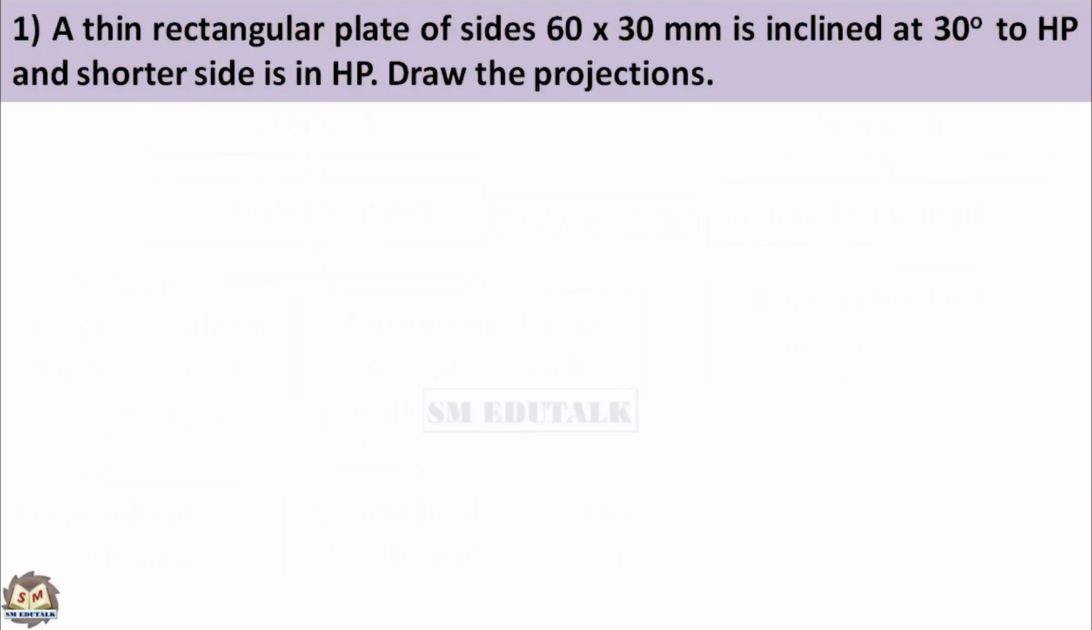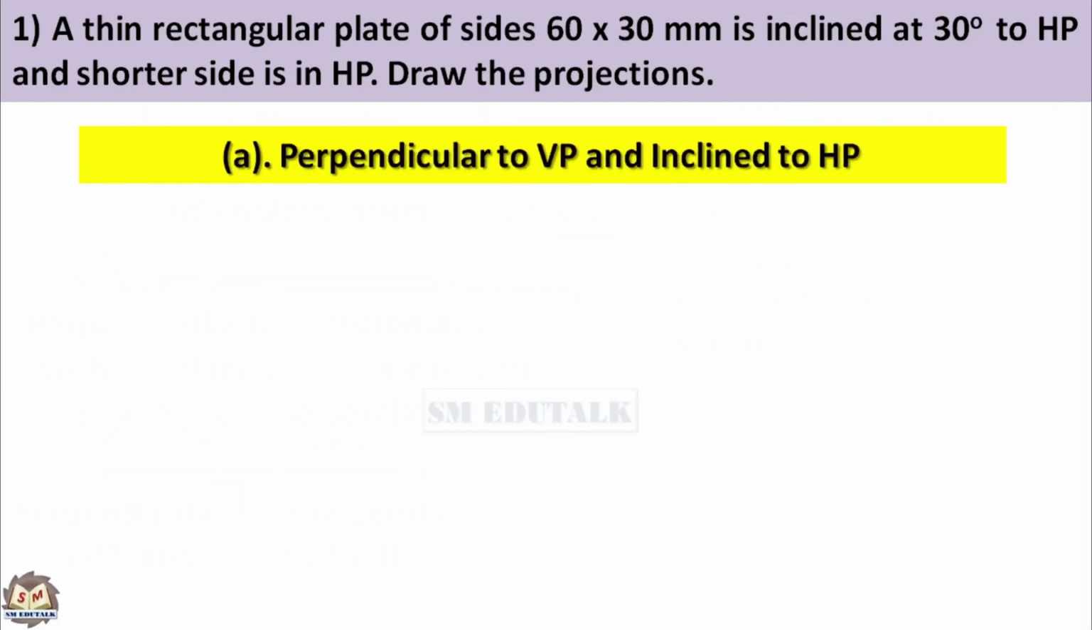First problem: a thin rectangular plate of sides 60 into 30 mm is inclined at 30 degree to HP and the shorter side is in HP. Draw the projections. Here, a thin rectangular plate is kept on its shorter side in HP and its surface makes an angle of 30 degree to HP. The inclination of the plane is given to HP, so it must be perpendicular to HP. Then the right position of the plate is perpendicular to VP and inclined to HP.